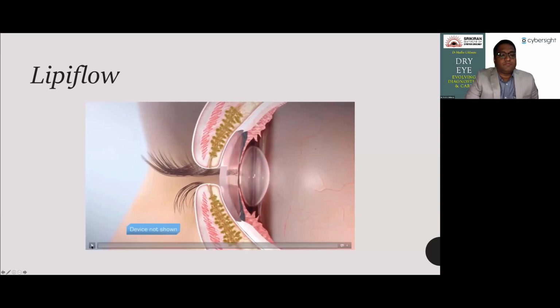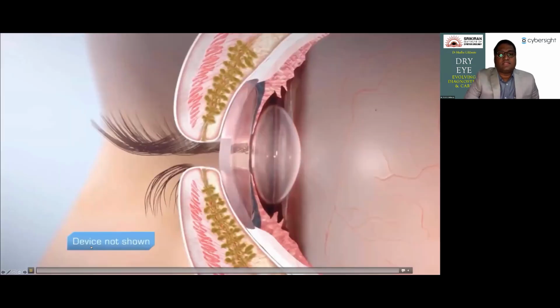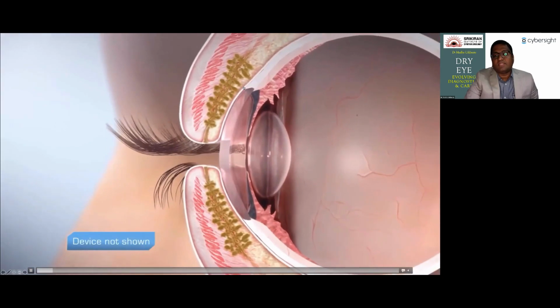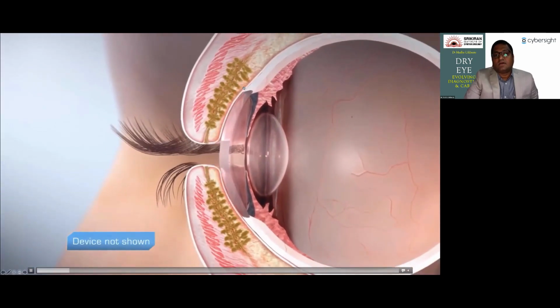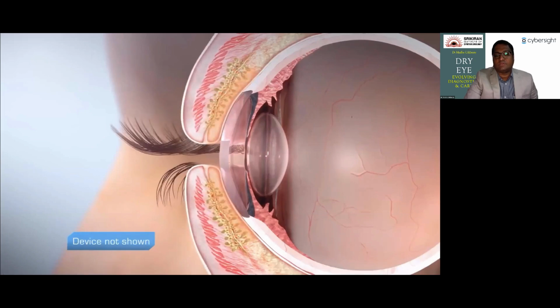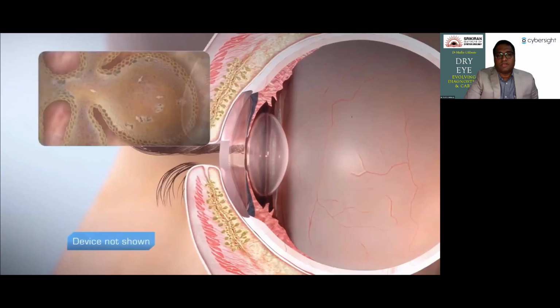And this is the LipiFlow. So in this, I think the device is not shown here, but the advantage with this thing is the device gives pulsations from the inner part of the lid. It actually gives pulsations like this and clears the blocks that are there in the acini and glands and lets out the meibum. So if you see, pulsations along with heat work in a very nice way, and that will help to clear out all the material that is there.